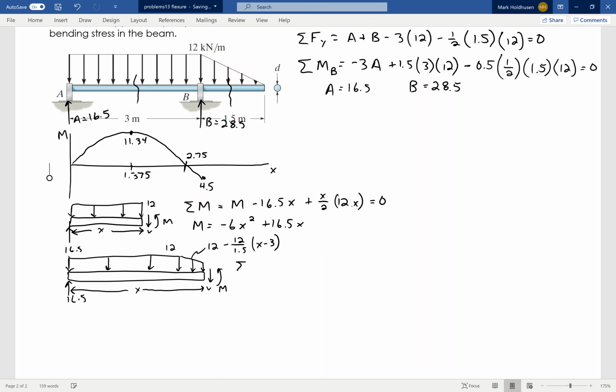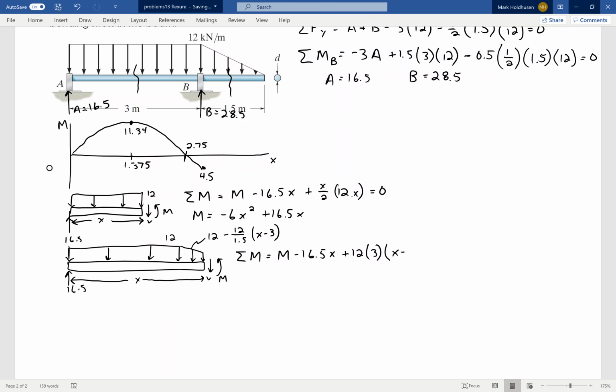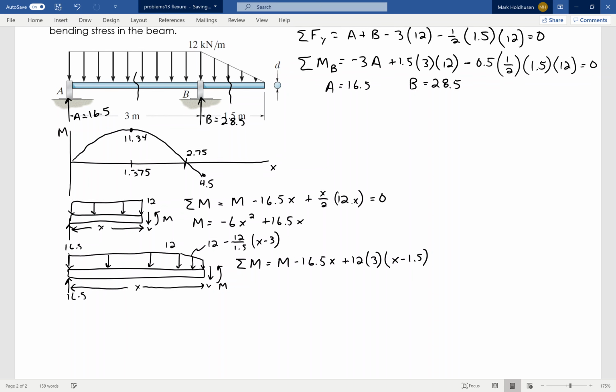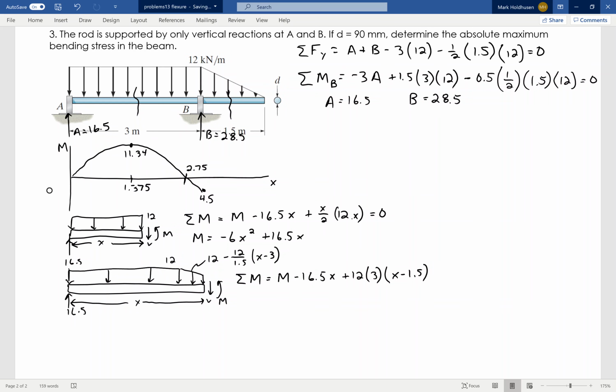So from that, I'm going to go ahead and sum the moment. Again, I always do it around the cut point. Don't want to forget the moment at that cut point that I'm trying to find. But then, of course, I've got 16.5 times x in there. And then I've got my distributed load, the rectangular distributed load, which is 12 times 3, and that's going to be times its location, which would be x minus 1.5, because the center of that is at 1.5. I'm coming from x because I'm doing it from the cut side of the load. So that's where that 1.5 comes from.